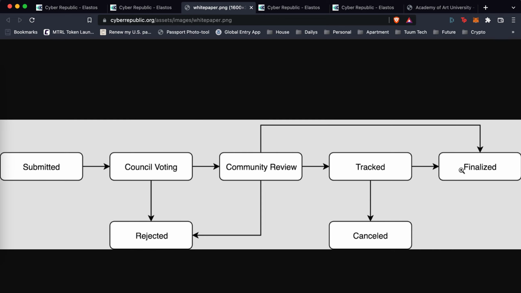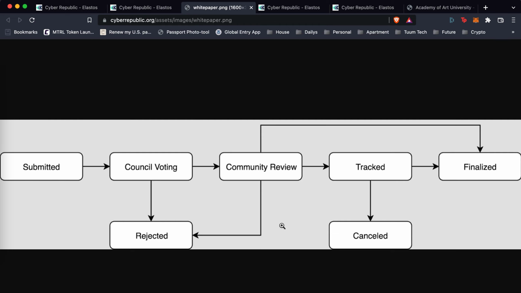This is the final status of a proposal. This indicates that the proposal has achieved the desired goal, which means that all the tasks were completed on time, and the funding was also distributed over to the original proposal owner, and so on and so forth.